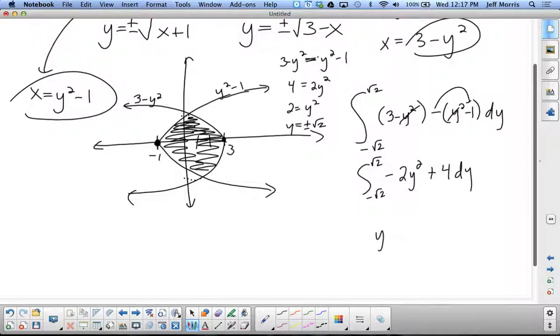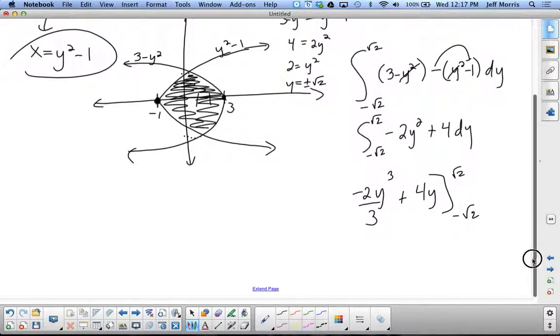plus 4y, FTC it from negative root 2 to root 2. Let's go ahead and finish it. So then your FTC part 2 would be negative 2/3 times root 2 to the third plus 4 times root 2. There's your F of b minus your F of a.